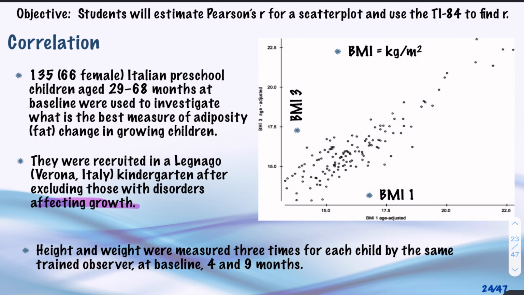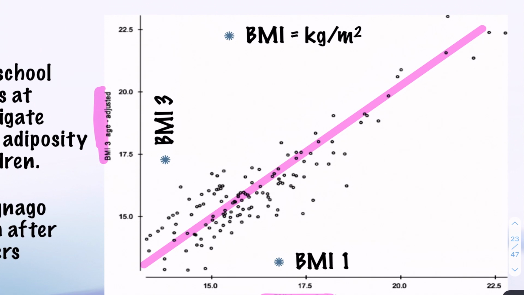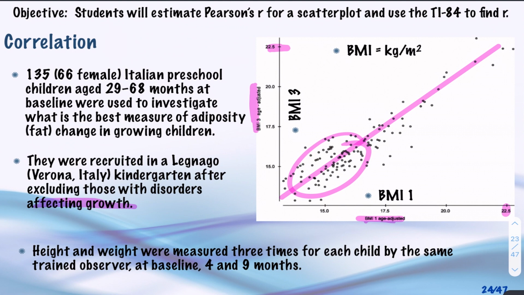Significant sample size. We get our scatter plot. We have BMI 1 versus BMI 3, both adjusted per age. What do we notice? So we have a linear, positive, moderately strong relationship. And then what can we say about its strength? So it's like moderate to strong. We see that the data is clustered at the lower end, which makes sense. And then as people go up in BMI 1, they'll tend to have a higher BMI 3, our third measurement.